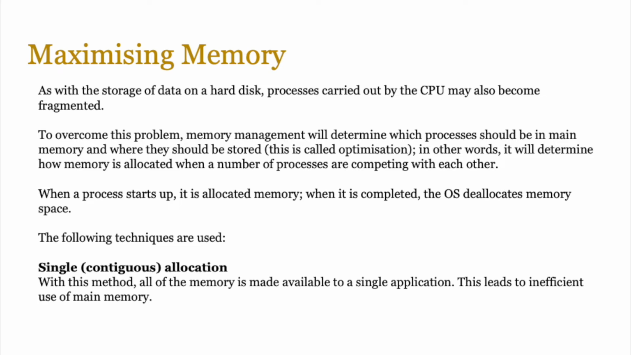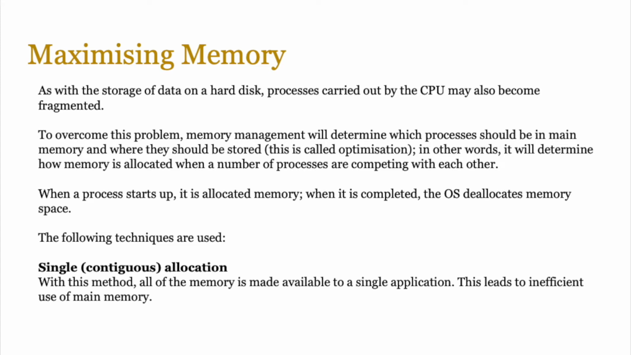So when a process starts up, it is allocated some physical memory. When it's completed, the OS then deallocates that memory so it could be used by another process. There are multiple methods of allocating and deallocating memory, and the simplest one is single contiguous, which means all together, allocation. With this method, all of the memory is made available to a single application.